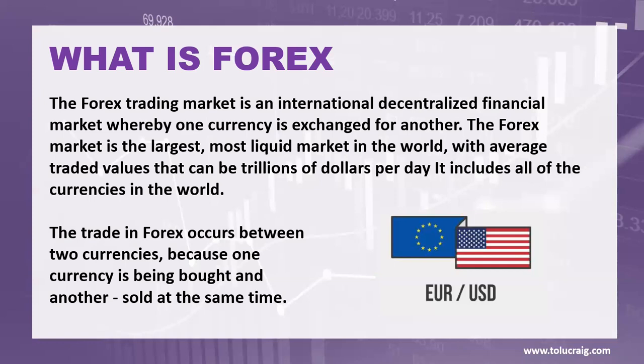We also have some other currencies and their short forms. Like AUD, which is Australian dollar, but Forex traders just call it the Aussie dollar. Like NZD, that is New Zealand dollar. Like JPY, Japanese yen. Like GBP, Great Britain pound.